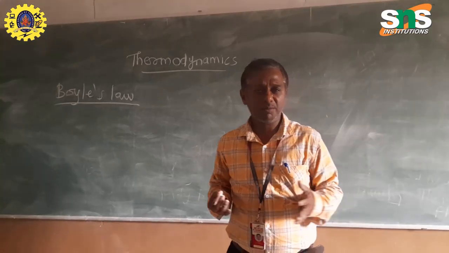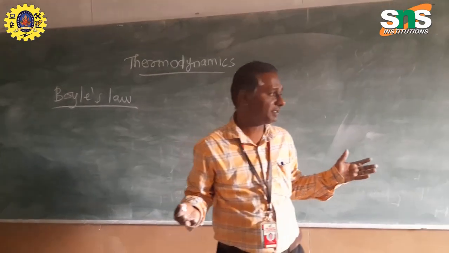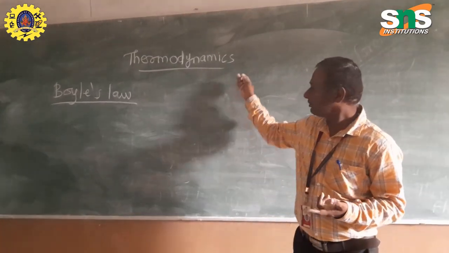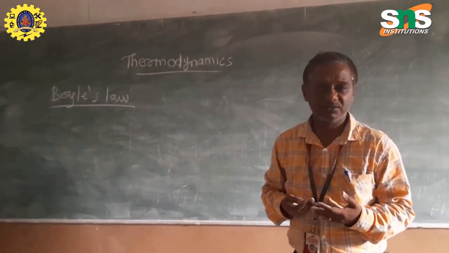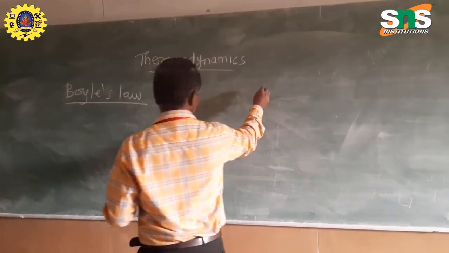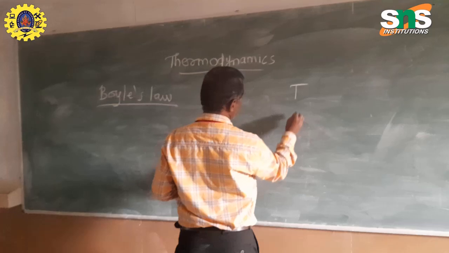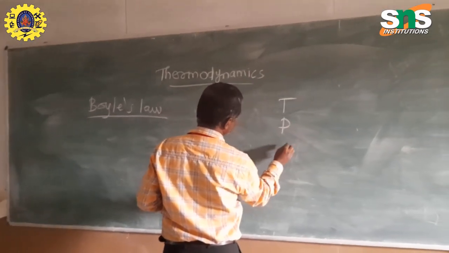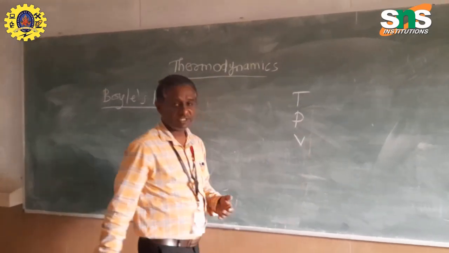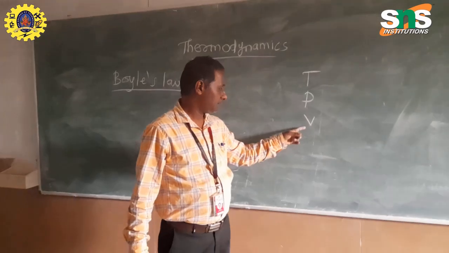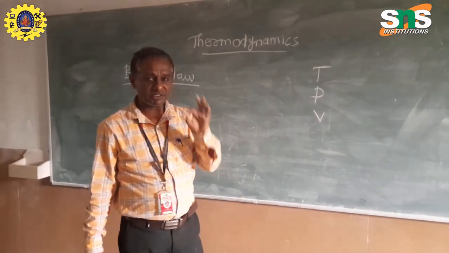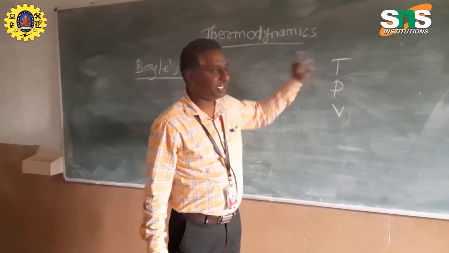What are the properties called? Generally, a number of properties are there. In thermodynamics, what are thermodynamic properties? We have three: temperature, pressure, and another one called volume. Okay, temperature, pressure, volume. So in a thermodynamic process, how does it behave?